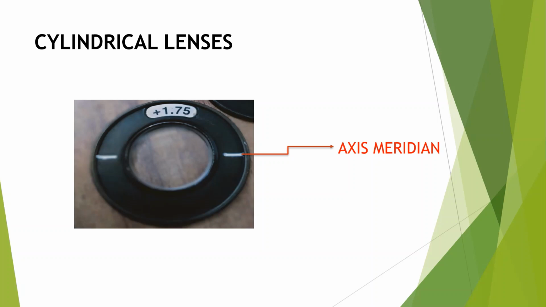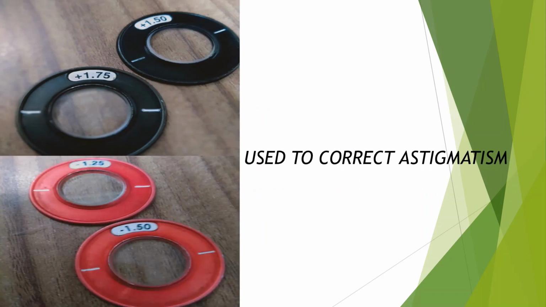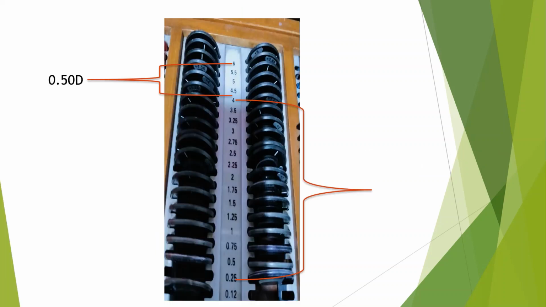These lenses have power only in one meridian and the axis meridian is marked on the rim of the lenses. These lenses are used for the correction of astigmatism and also for hand neutralization. Cylindrical lenses power ranges from 0.25 to 6 diopters with an increment of 0.25 diopters up to 4 diopter cylinder and an increment of 0.50 diopters up to 6 diopter cylinder.